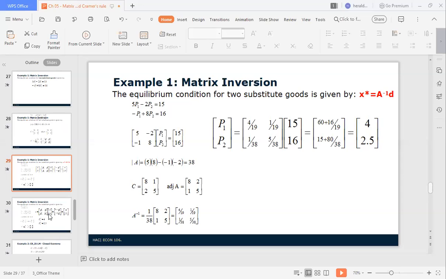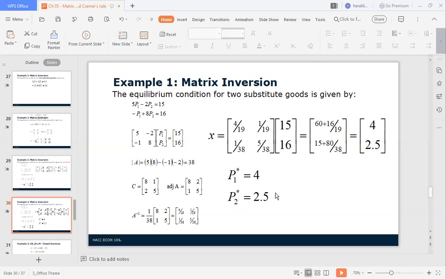So in that case, class, we will have values for P1 and P2. P1 star is equal to 4. P2 star is equal to 2.5. Our economic analysis in this case would mean that if the price of good 1 rises, the quantity of good 2 would decrease. Because again, they are called substitutes. If the price of one rises, the quantity demanded of the other good would decrease. Alright, so that's how we will be doing it for matrix inversion.